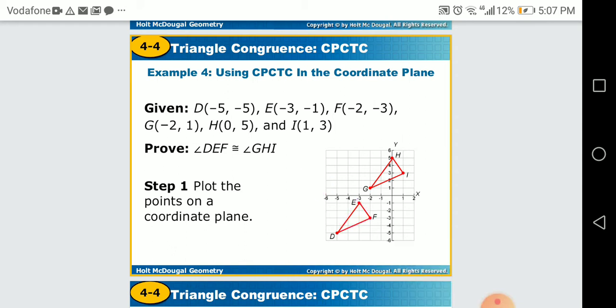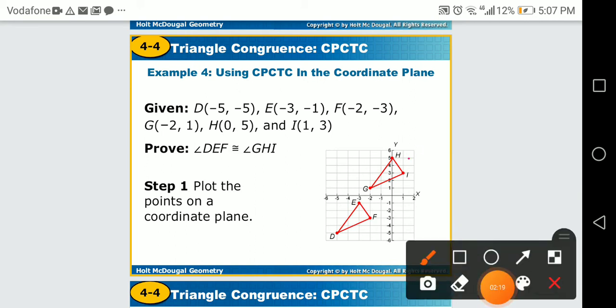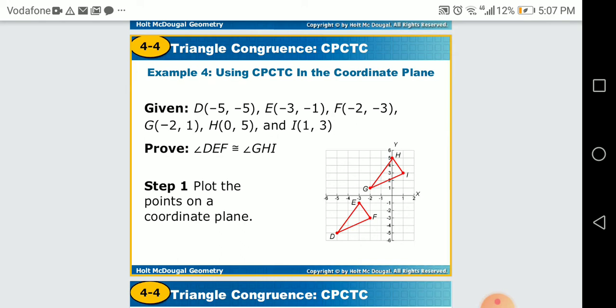Okay, after that I draw the second triangle for G, H, and I. G is here, as you see, (-2, 1): -2 and go up until 1, and here plot the dot, and then H, and then I, then connect the three dots by segments, drawing the other triangle.